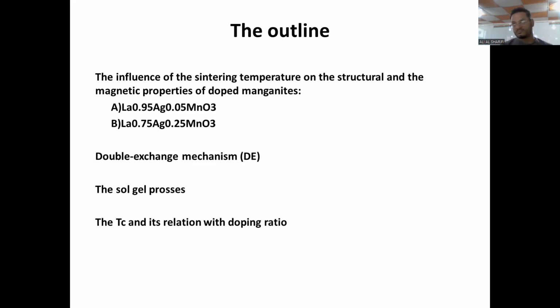What is the sol-gel process? By using some good pictures from my works to help us understand the main idea, the experimental details deeply, and the Curie temperature and its relation with the doping ratio.